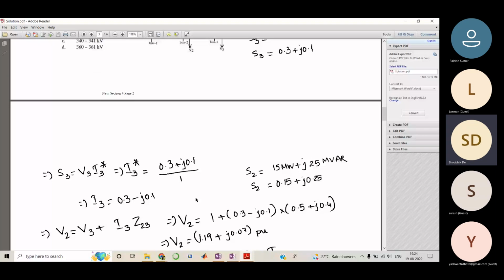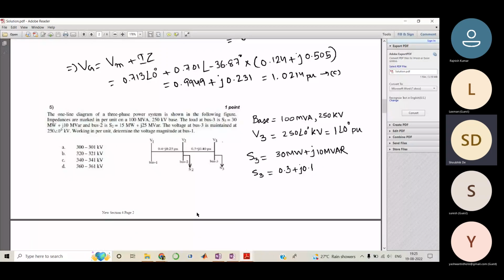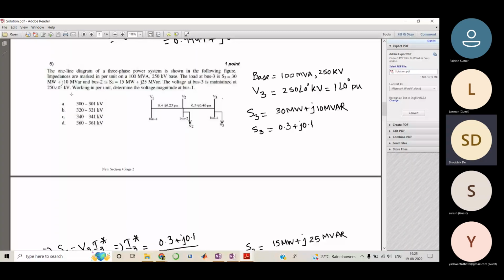So I3 is 0.3 minus j0.1. Using this, we can calculate V2, which is V3 plus I3 into Z23. We know every value. V3 is 1, because if you notice the voltage at bus 3, it is 250 kV and our base was also 250. So it comes out to be 1 per unit. You calculate this, it comes out to be 1.19 plus j0.07.